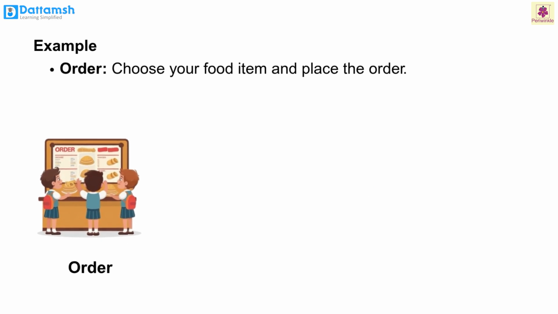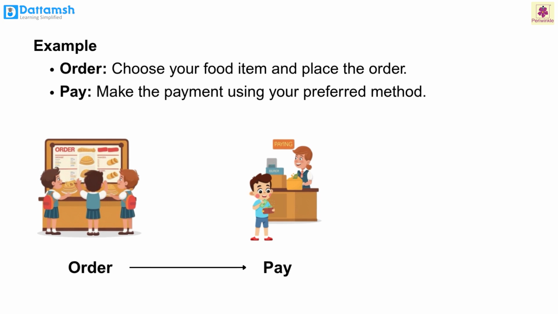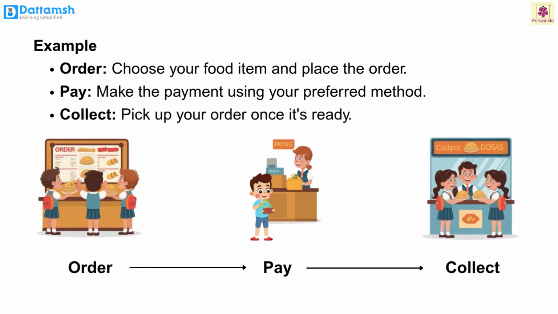For example, order. Choose your food item and place the order. Pay. Make the payment using your preferred method. Collect. Pick your order once it's ready. If you don't follow the sequence of order, pay, collect, here's what could happen.